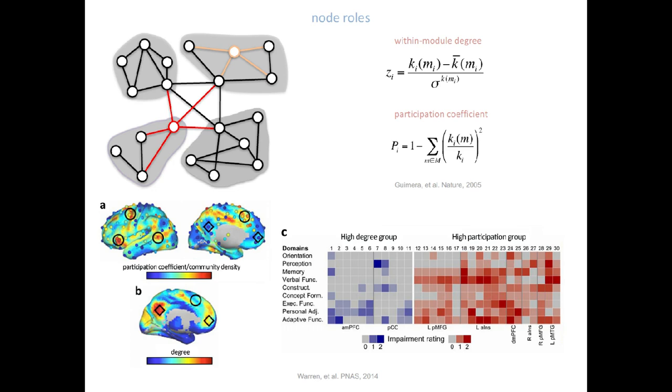And this is what you would predict. If you get a lesion to an area that plays an important role in integrating different subsystems of the brain, then you would expect a more pervasive, global pattern of cognitive impairment compared to an area that perhaps has a more specific role within a particular functional subsystem.